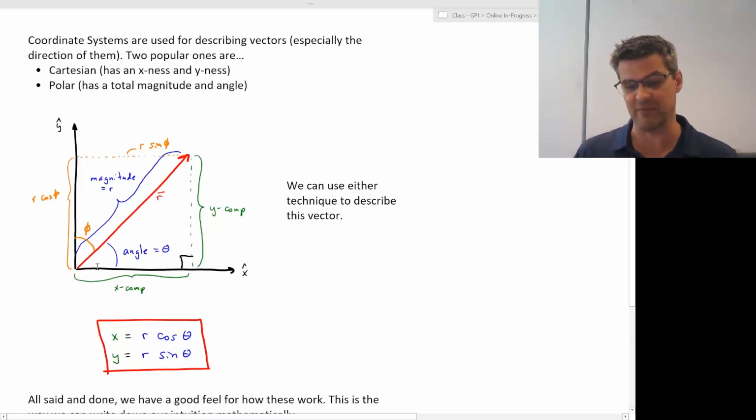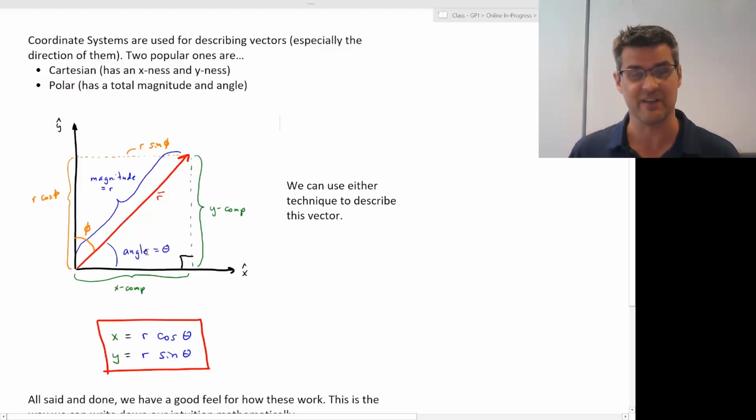And so knowing trigonometry, this x component is going to be the hypotenuse times the cosine of this angle, r cosine theta. The y component over here, this is the opposite side. So sine theta is going to be this y component over r, or rearranging terms, y is going to be r sine of theta.